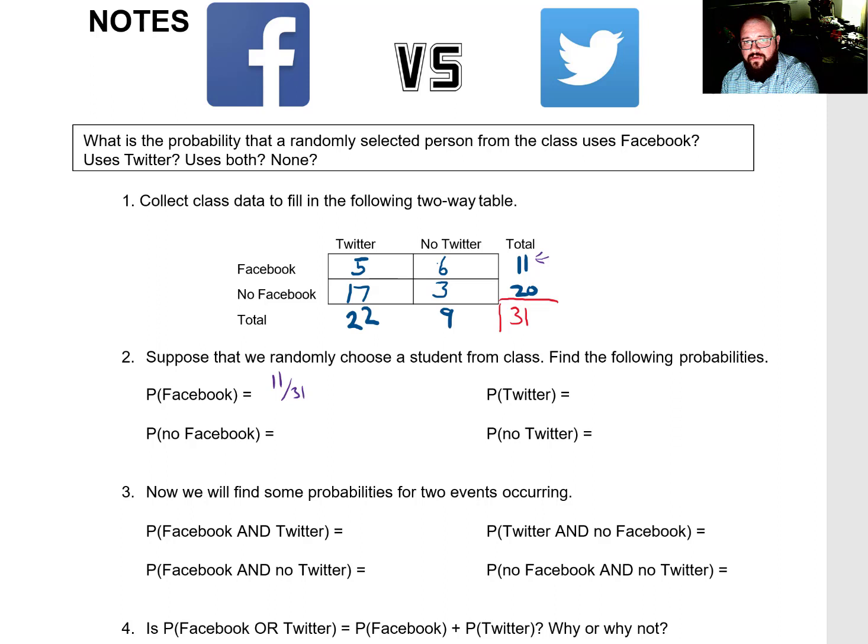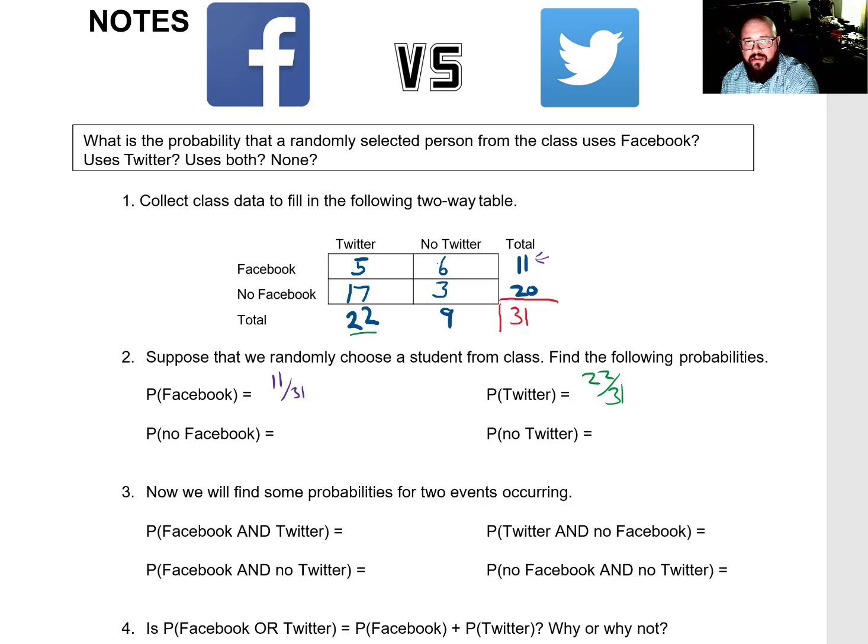Now let's do probability of Twitter. So now we're going to look at the column right here. So 5 plus 17 gave us 22. So we're going to simply say we had 22 out of 31 that used Twitter.